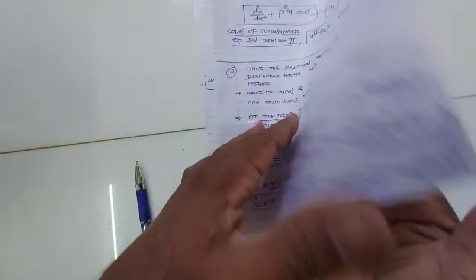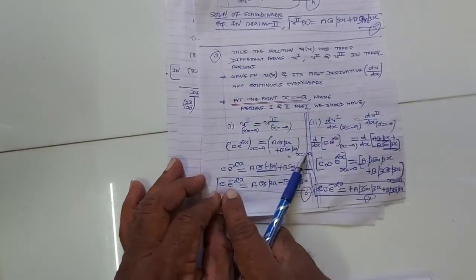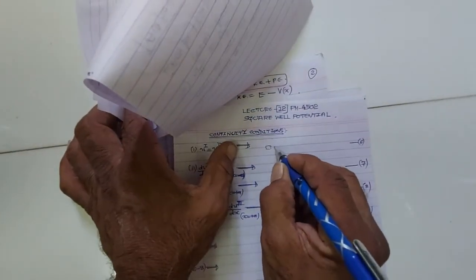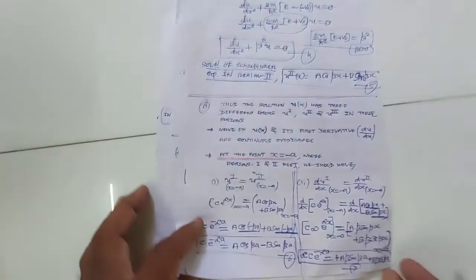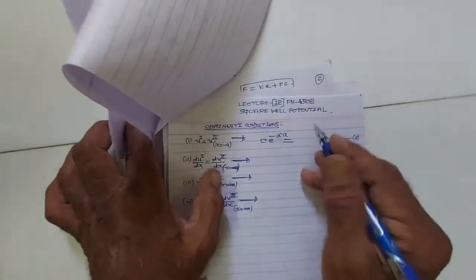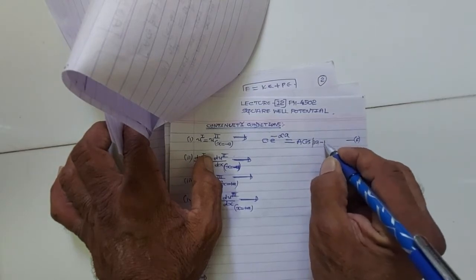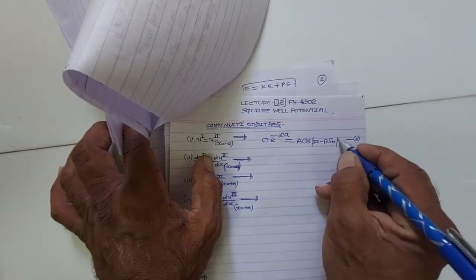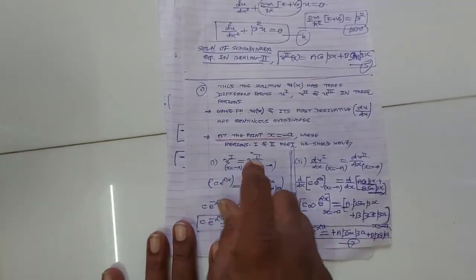So I mention that condition here. u1 is equal to u2, which equation are we getting? C e raised to minus alpha is equal to the right hand side, a cos beta minus b sin beta. This is equation number 6 from the continuity condition u1 is equal to u2.